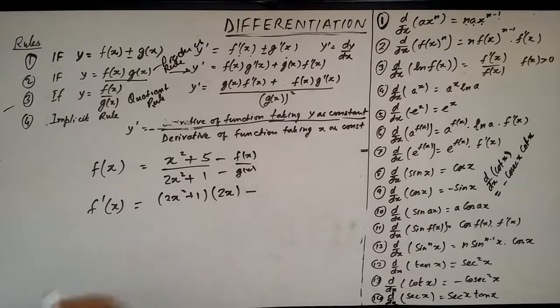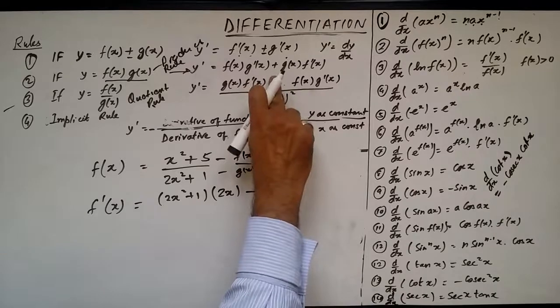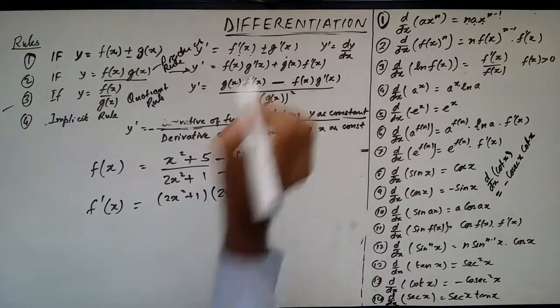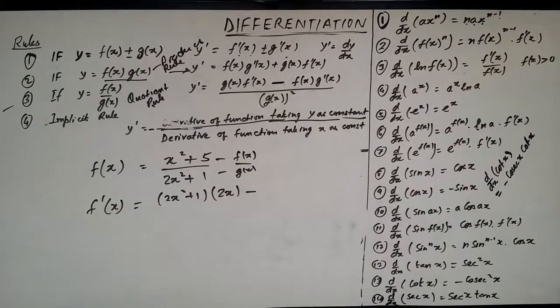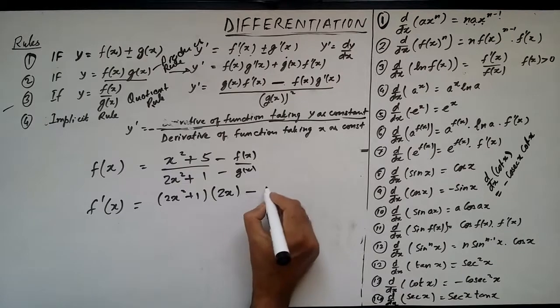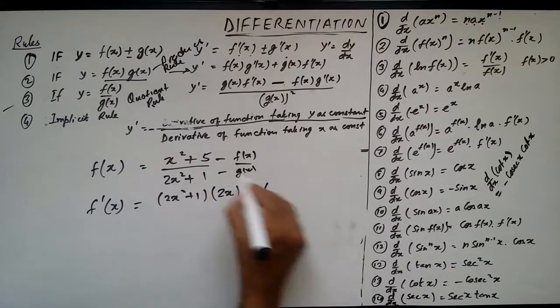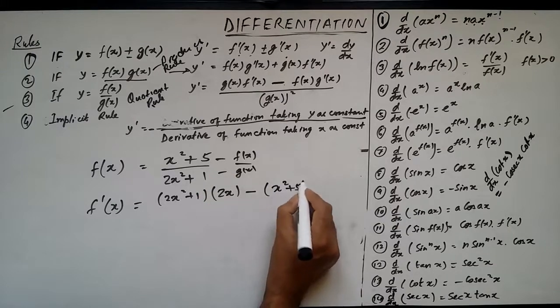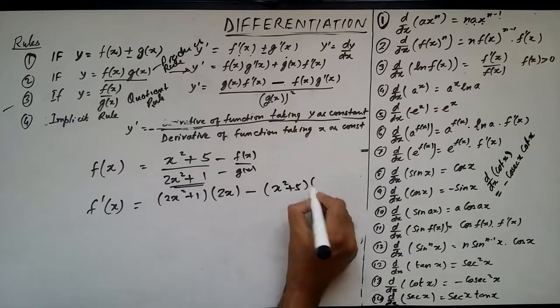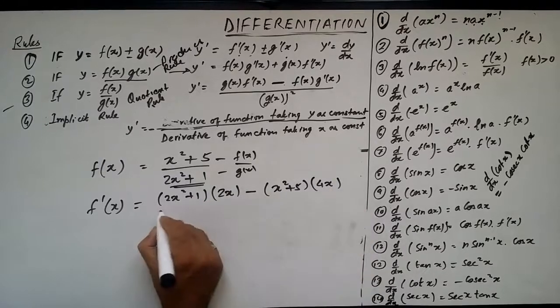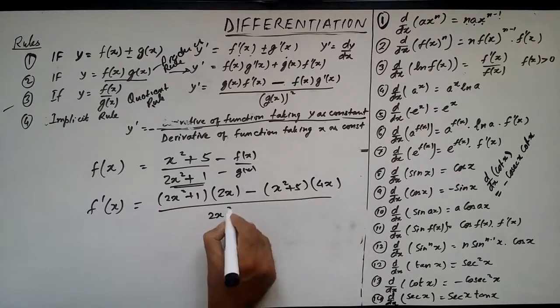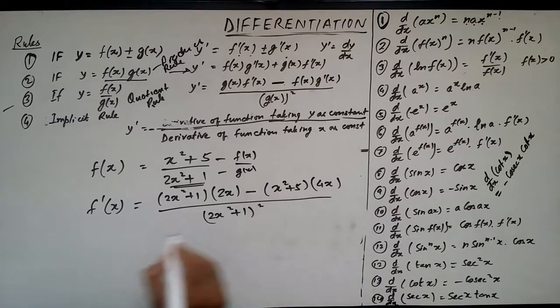So it is 2x, minus, sorry, I made a mistake here. It should be a minus here. Minus, and then the numerator x squared plus 5 into the differential of the denominator. That means it is 4x upon the denominator squared.